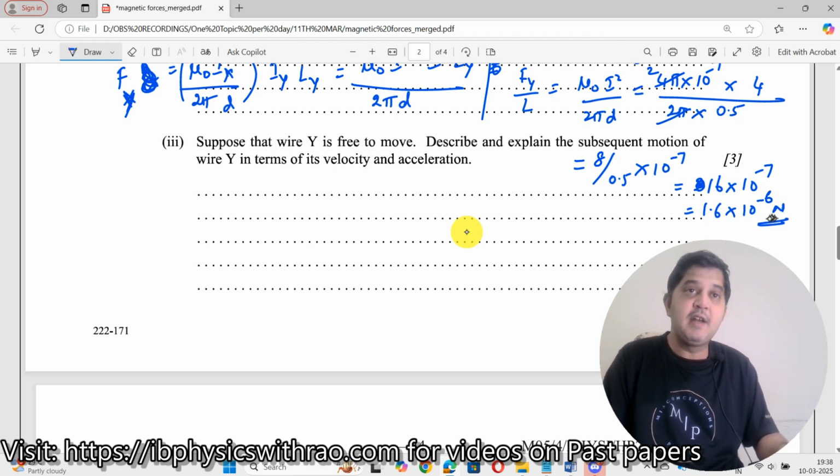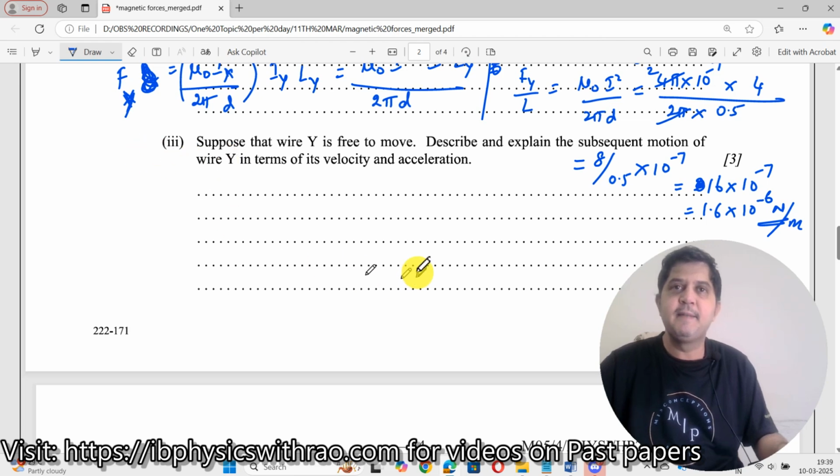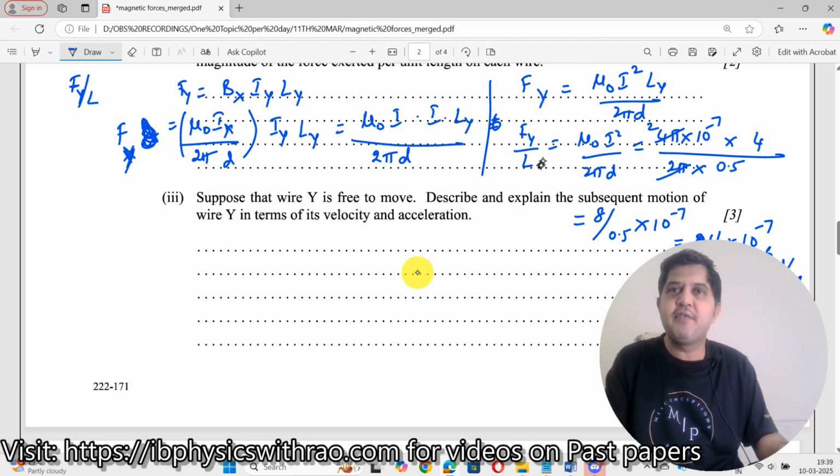Okay, Newton. And what's the unit? Newton per meter. Why per meter? Because here I have taken Fy divided by L, right? Look at this over here. This is Fy divided by L. That's the reason why this Ly came downwards over here, and that's what we got.